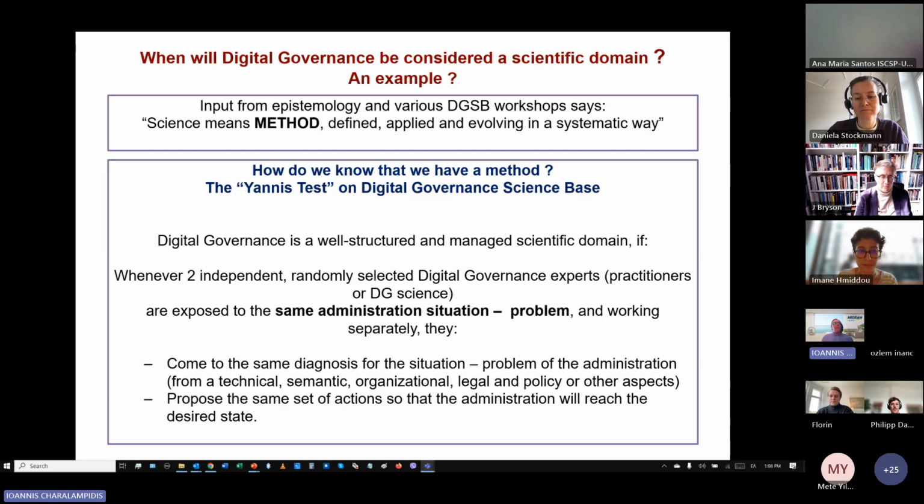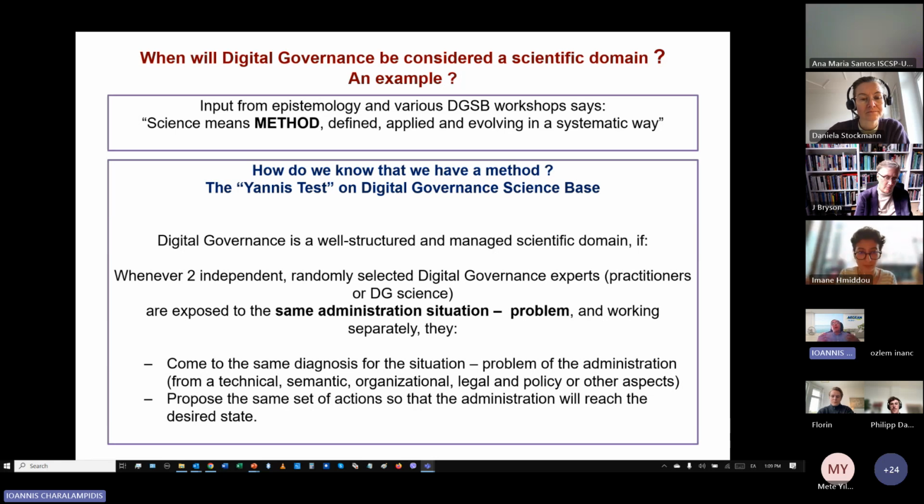Think about taking two independent, randomly selected digital governance experts, like practitioners of digital science. Usually I use words like a PwC, PricewaterhouseCoopers consultant, and there are many, assisting governments to go better, and another one from another company or from another domain. And think about it, you will expose them to the same problem.